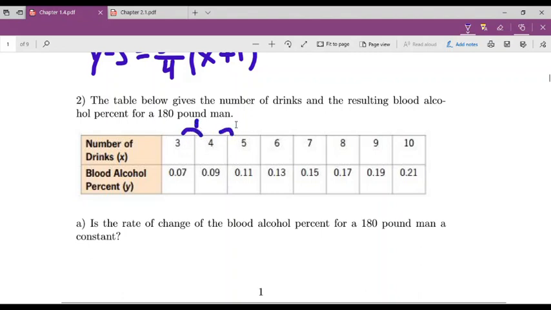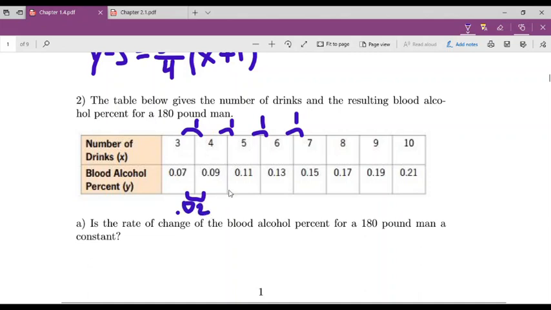4 to 5 changes by 1. 5 to 6 changes by 1. 6 to 7 changes by 1. 7 to 8 by 1. 9 to 10 by 1. Okay, everything seems to be going up constantly on the top. Let's see if it also goes constant on the bottom. So 0.07 to 0.09. That change is 0.02.